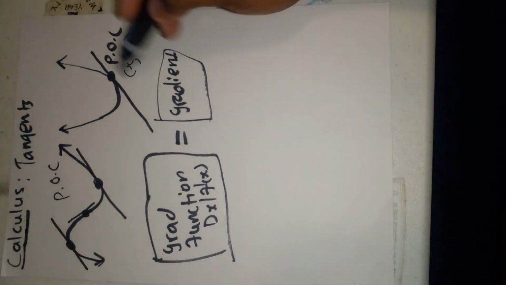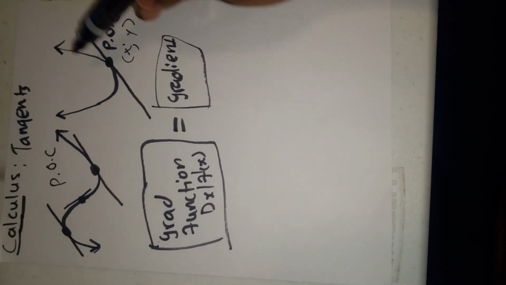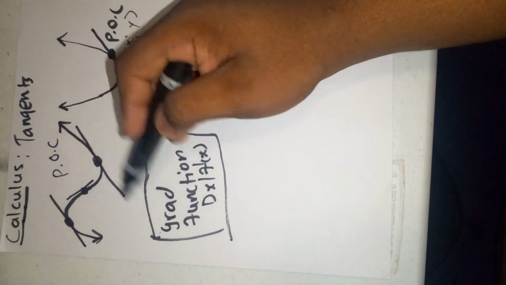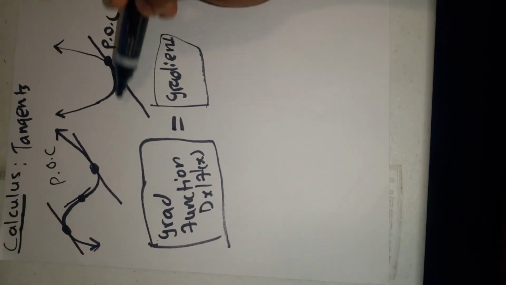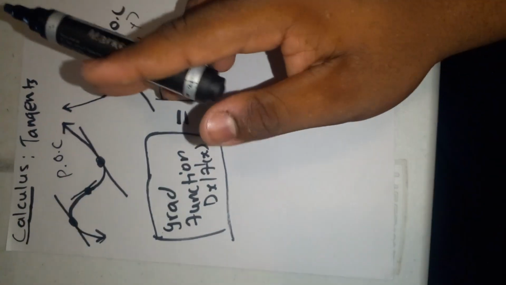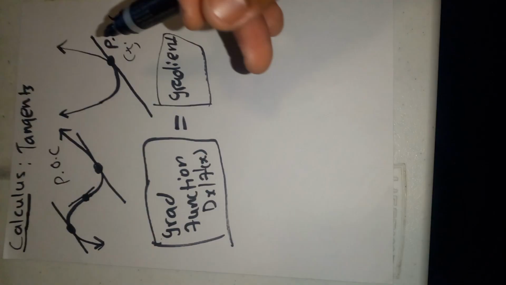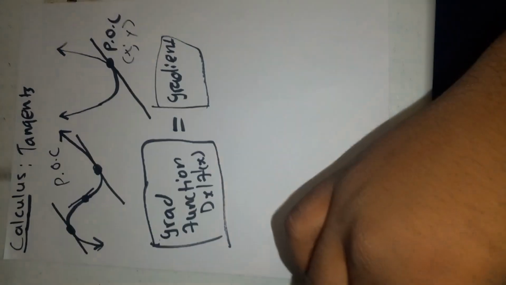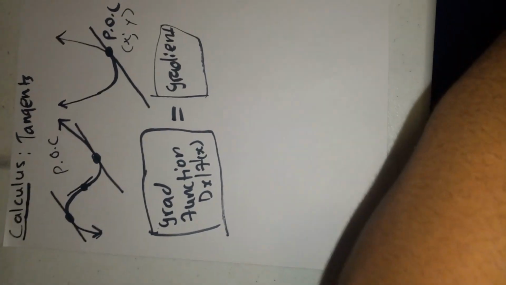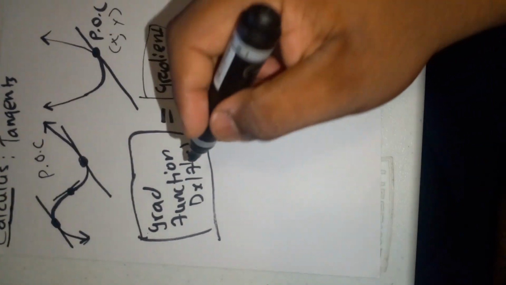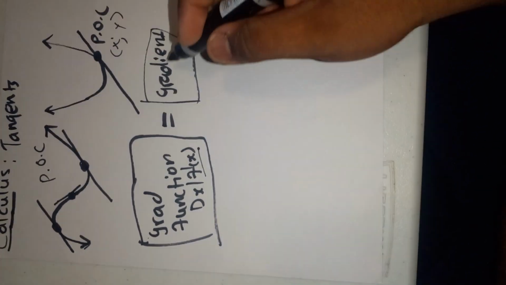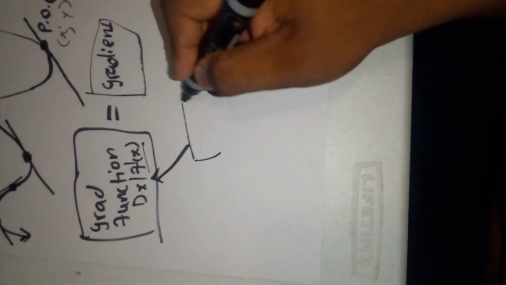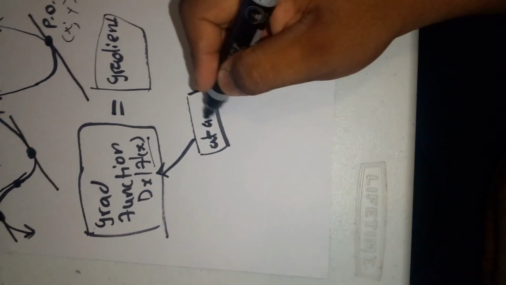Remember, a tangent is a straight line that has a gradient, right? So the first derivative of this graph is equal to the gradient of this straight line. The first derivative of the graph which the tangent is passing through, at that point of contact, is equal to the gradient of that straight line, whether it is a parabola or a cubic graph. Just know that the first derivative of the given graph is equal to the gradient.